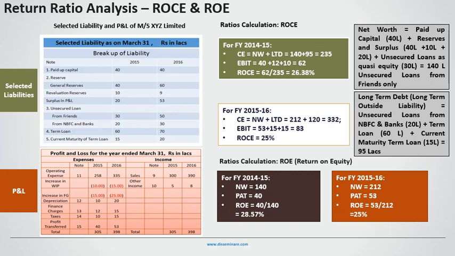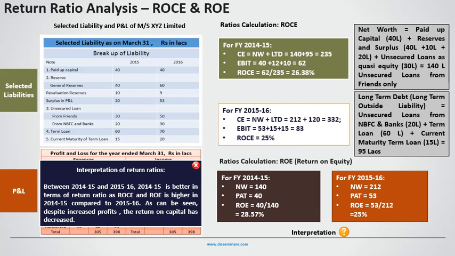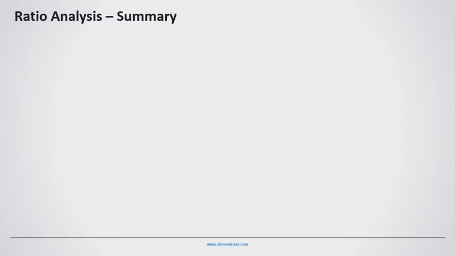Let us now look at the interpretation of the return ratios. Comparing the ratios calculated between 2014-15 and 2015-16, both ratios in 2014-15 are better in terms of return on capital. ROCE and ROE is higher in 2014-15 compared to 2015-16. As can be seen, despite increased profits, the return on capital has decreased. Let us summarize the ratio analysis done by the bankers in the session. We shall look at each of the ratios and their implications in the credit process being followed by the banker.